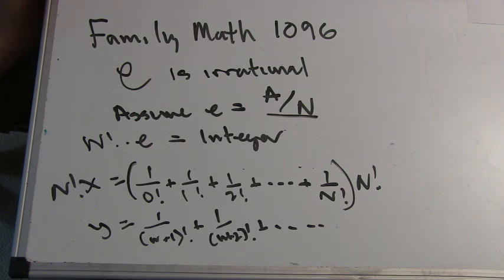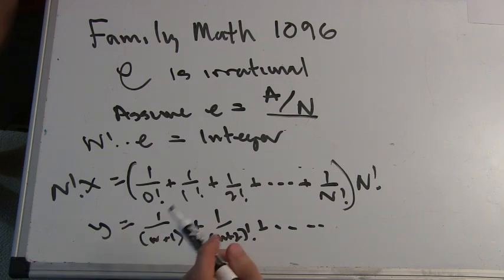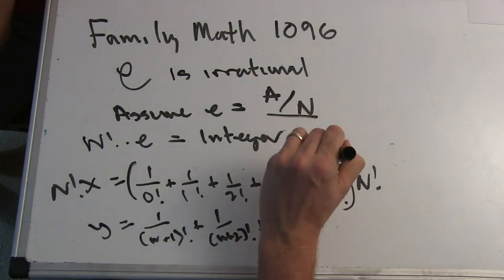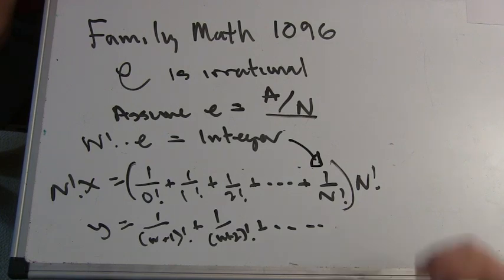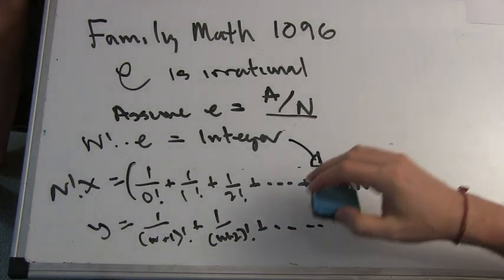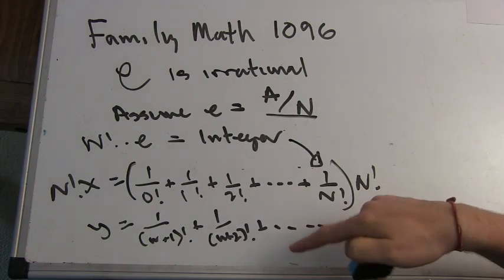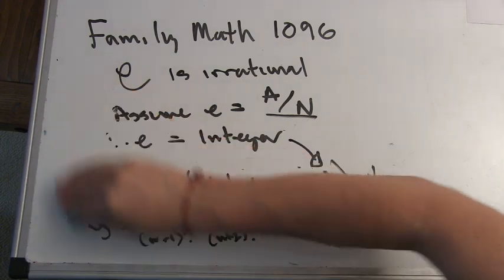Okay, great. Now remember e is x plus y, so n factorial times e is going to be n factorial times x plus n factorial times y. So this is an integer, too. Yes. So we have two integers, and now we just have to look at this. This is the tricky part: what happens when I do n factorial times y?